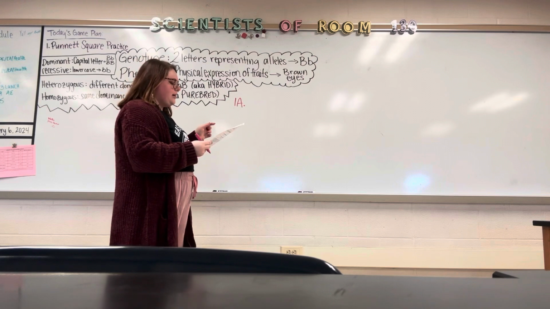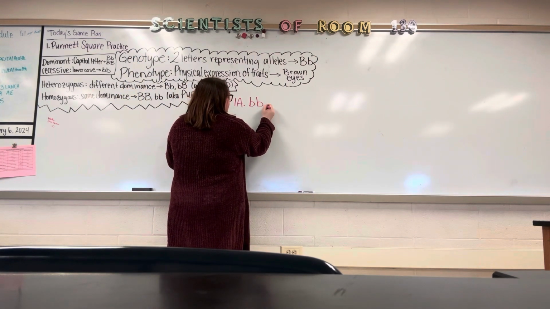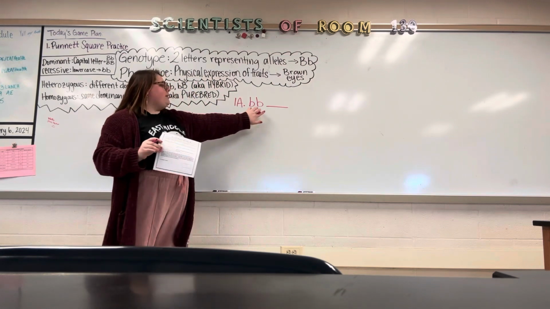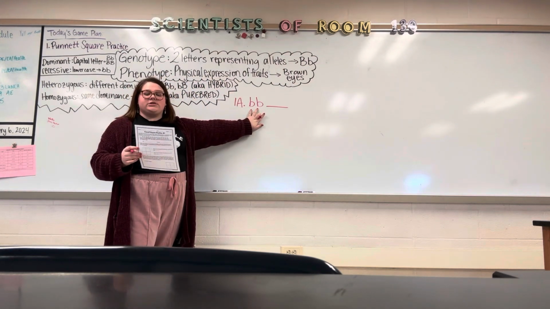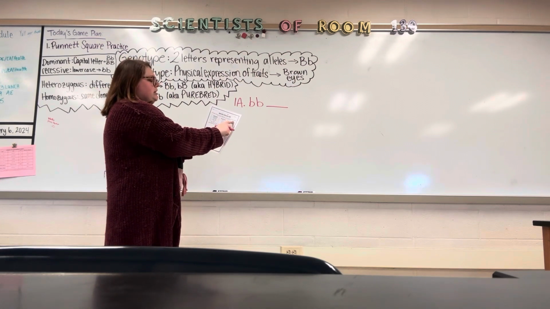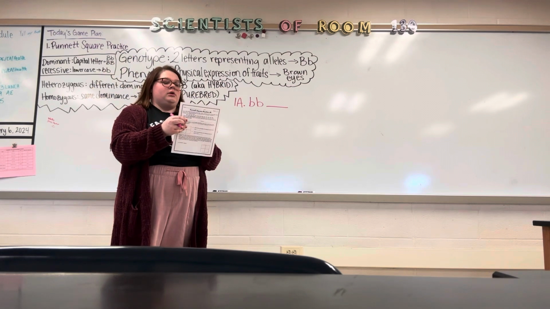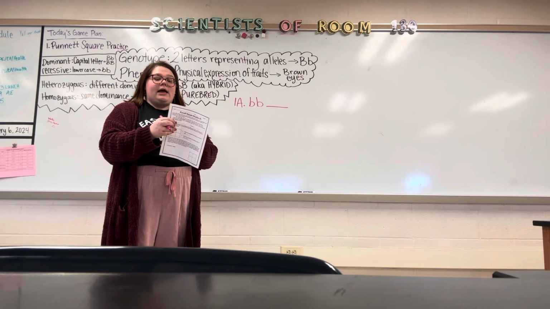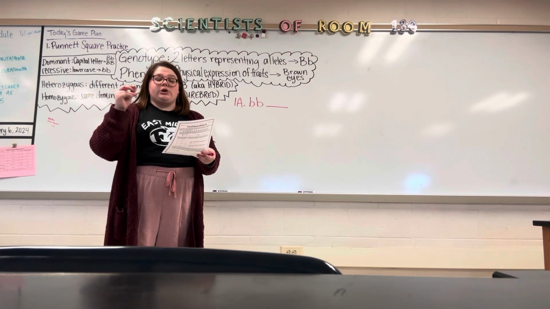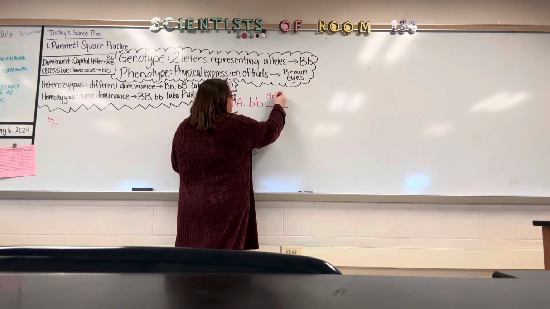hopefully y'all can see that. Okay. So, we're given lowercase b, lowercase b. We know if we have 2 lowercase letters together that it's recessive. So, if we look on our chart under recessive genes, we look down, we see B goes with green, and that's body color. And because we have 2 lowercase b's, we know it's going to be recessive. Our answer is going to be green body color.